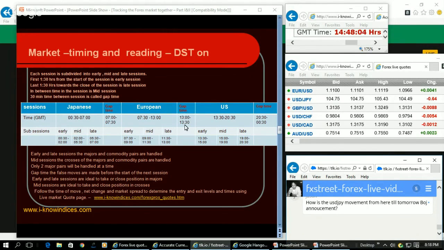then false moves during the other gap time and before the data release time, around 12:30 GMT, the prime data release, or around 14 GMT of the US data release.